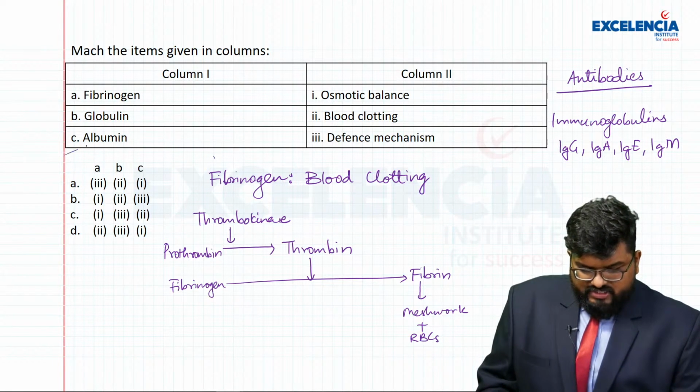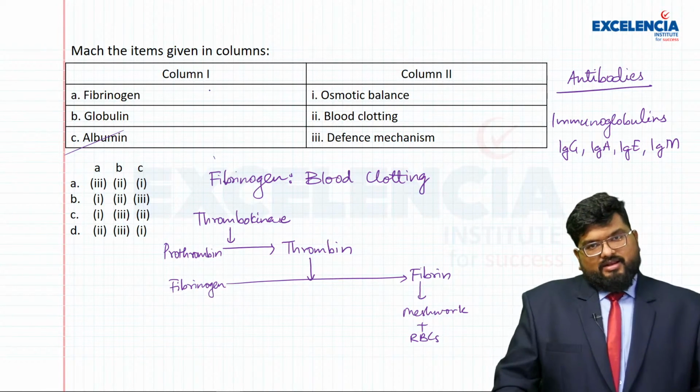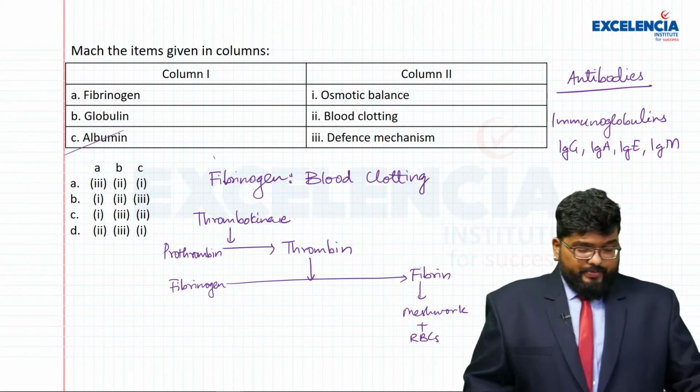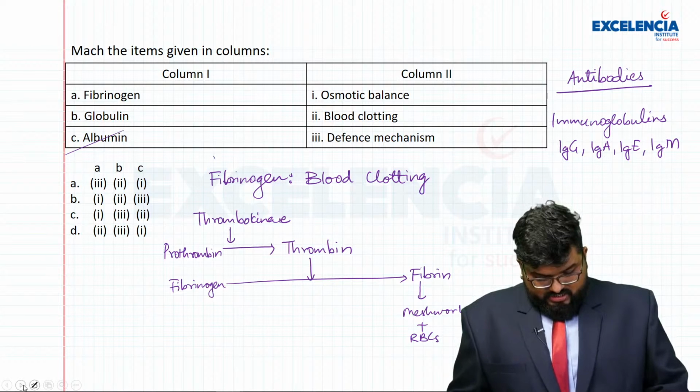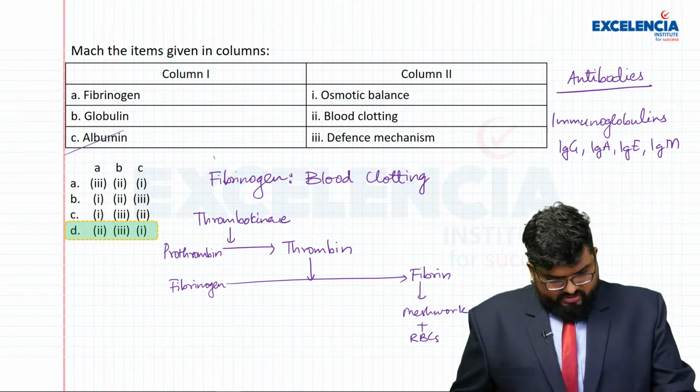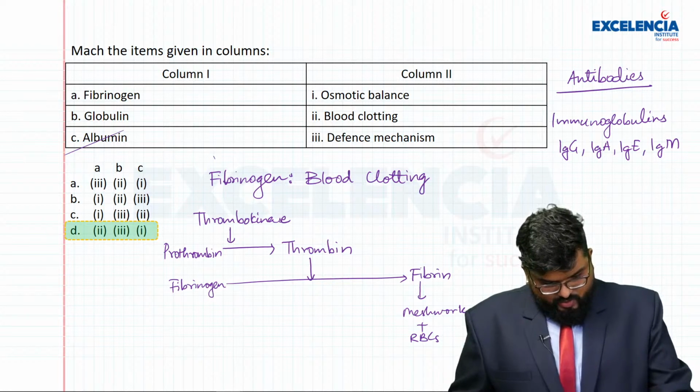So that leaves us with albumin for osmotic balance. Osmotic balance is what? The water balance of the blood. So the answer is A2, B3, C1, right?